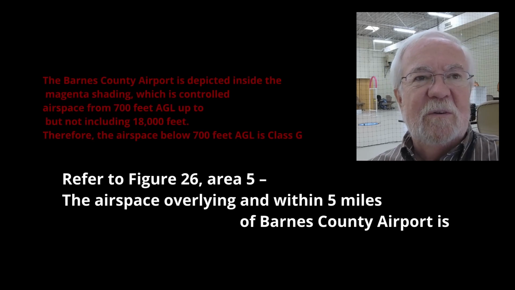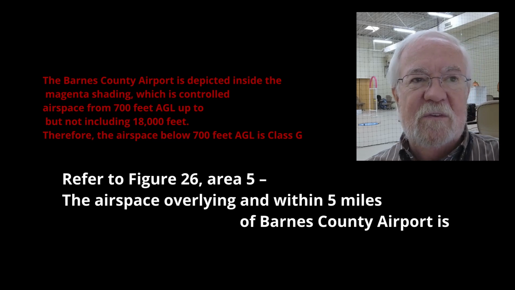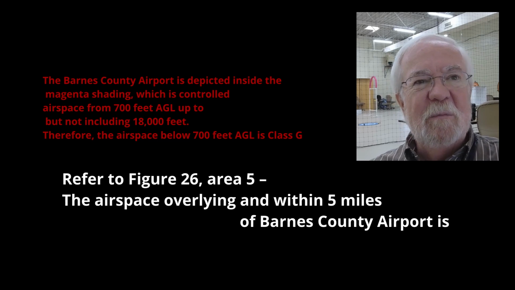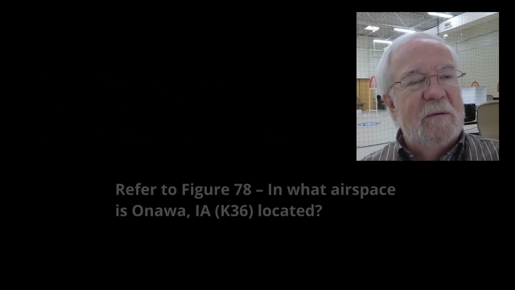The answer, Barnes County Airport, is depicted inside the magenta shading, which is controlled airspace from 700 feet AGL up to but not including 18,000 feet. Therefore, the airspace below 700 feet AGL is Class G. Okay. All right, next question.